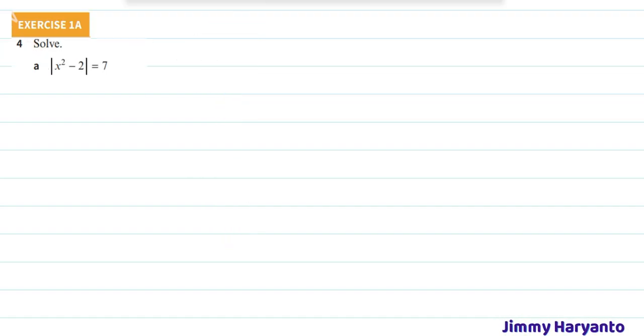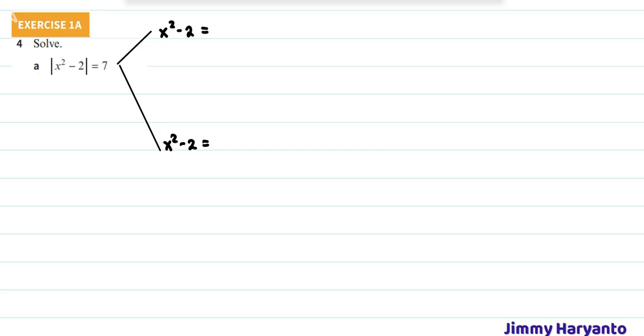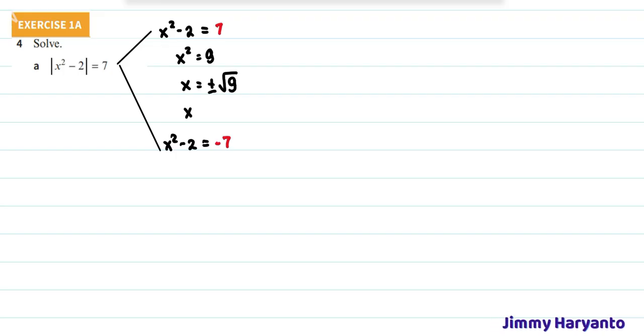Next, still in exercise 1a, question number 4. For this one, it's the first type, but this time maybe a little bit hard because the function is quadratic, like x squared. So just use the rules for the first type of equations. It will be plus 7 and negative 7, and then you only have to solve these equations. x squared equals to 9, so x equals to square root of 9. Do not forget the plus minus. So for the first equation, you'll have x equals to plus 3 or x equals to negative 3.